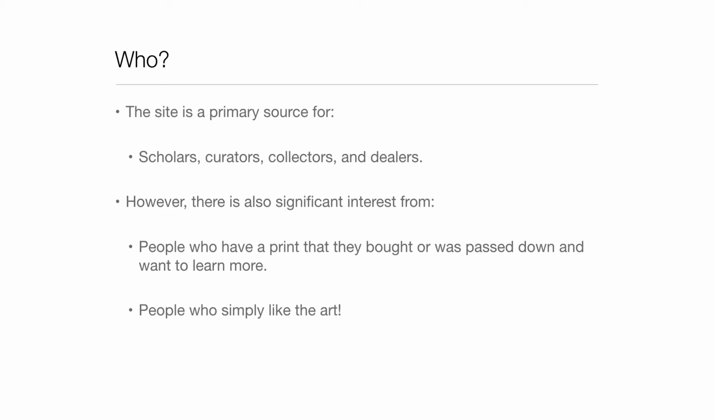One group is people who have a print, maybe they bought it at a fair or from a dealer, or maybe one of their parents bought one at some point and it's been passed down through the family. But then there's another group, which are people who are just interested in the art form. They're interested in Japanese prints, they want to look at them, and they want to learn more about them. I feel like most of the people who aren't experts in prints fall into one of these two audiences.